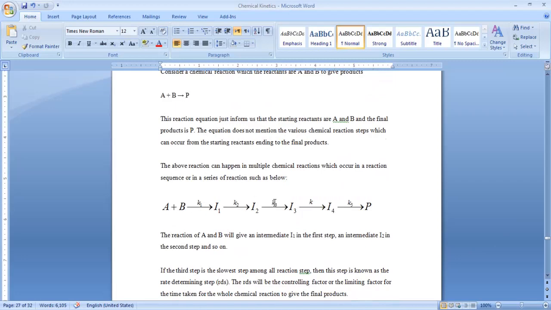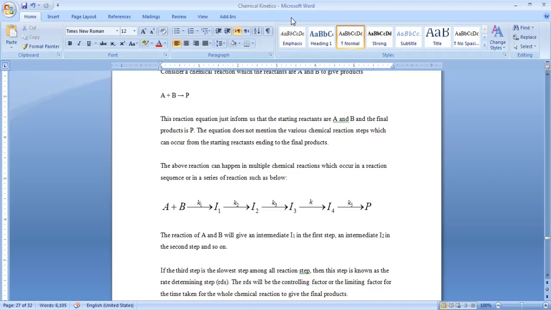Stage 1, stage 2, stage 3, stage 4, stage 5. Okay, we have 5 stages. So in this series of chemical reactions, not all of them occur at the same speed. Some can occur very fast, some occur very slow, and some intermediate. Not all of these steps occur at the same speed.